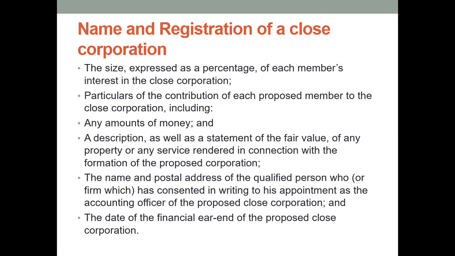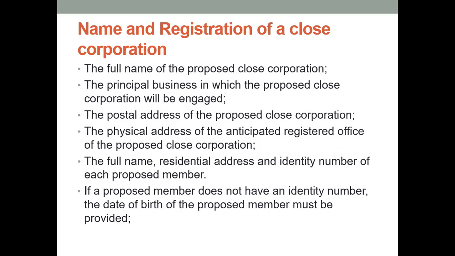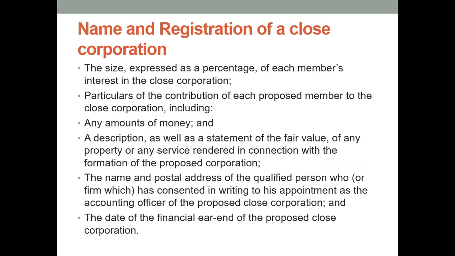And then this continues again. It says the size expressed as a percentage of each member's interest in the closed corporation. This actually depends on the contribution that you make, and then particulars of the contribution of each proposed member to the closed corporation. Now, this includes any amount of money and a description as well as a statement of the fair value of any property or service rendered in connection with the formation of the proposed corporation, either when you bring in, for instance, an asset, or when you render service in the form of contribution.